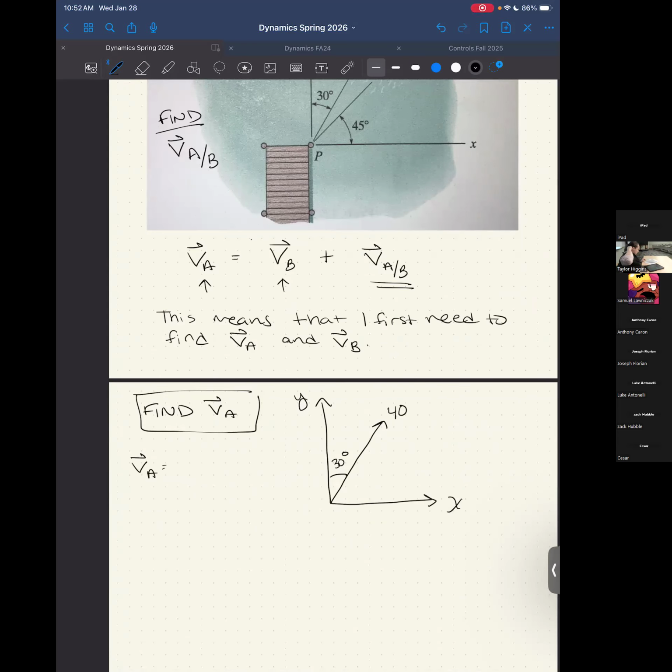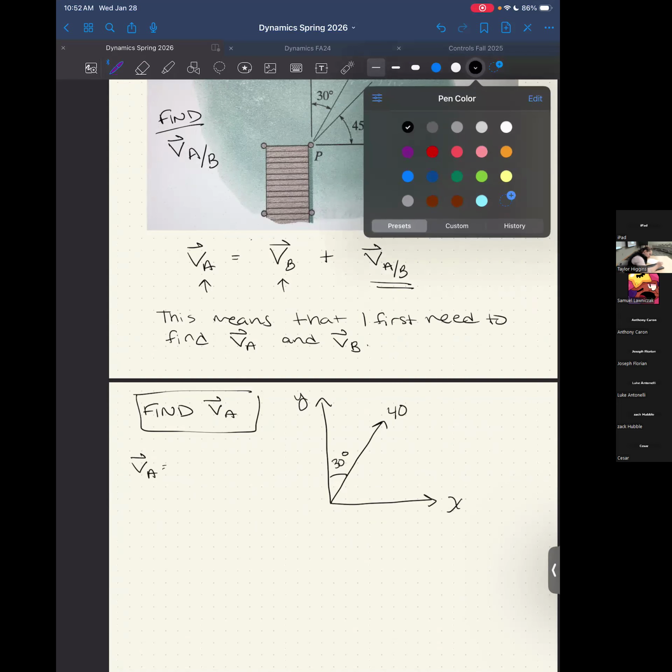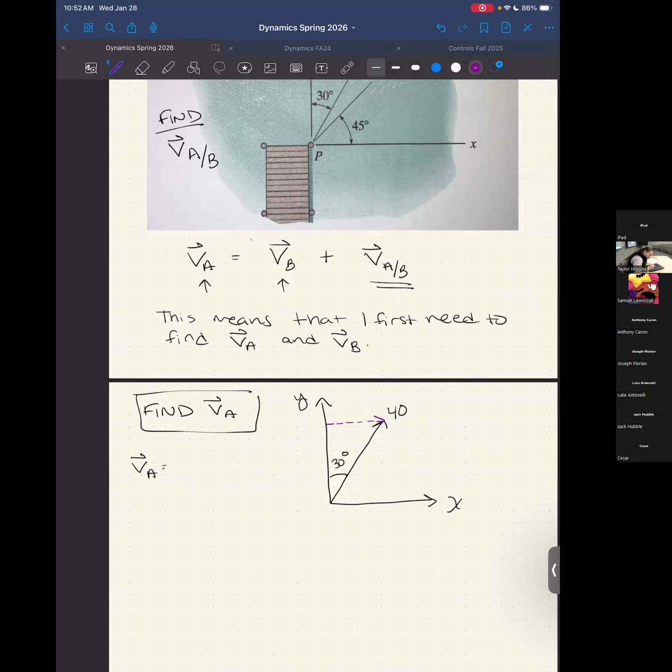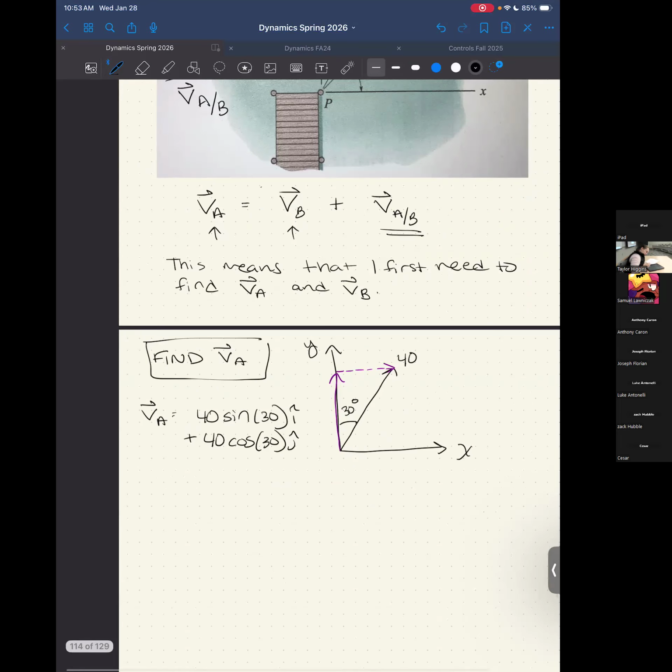So here, I'm going to go a little bit faster on my trig than I have been in problems past. I have some amount of this vector that goes to the right, some amount that goes up. The amount that goes to the right is 40 sine 30 i hat. The amount that goes up is 40 cosine 30 j hat. Beautiful.